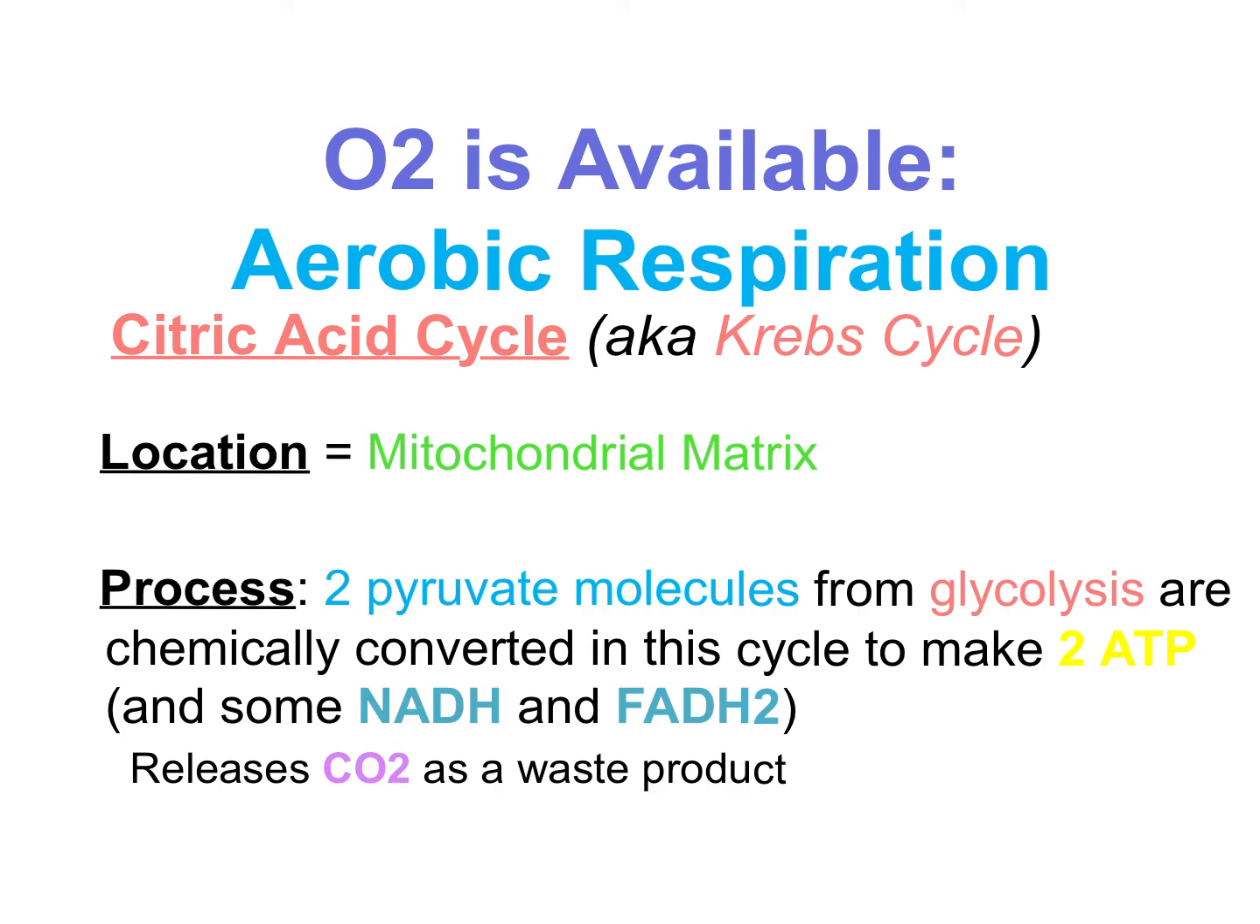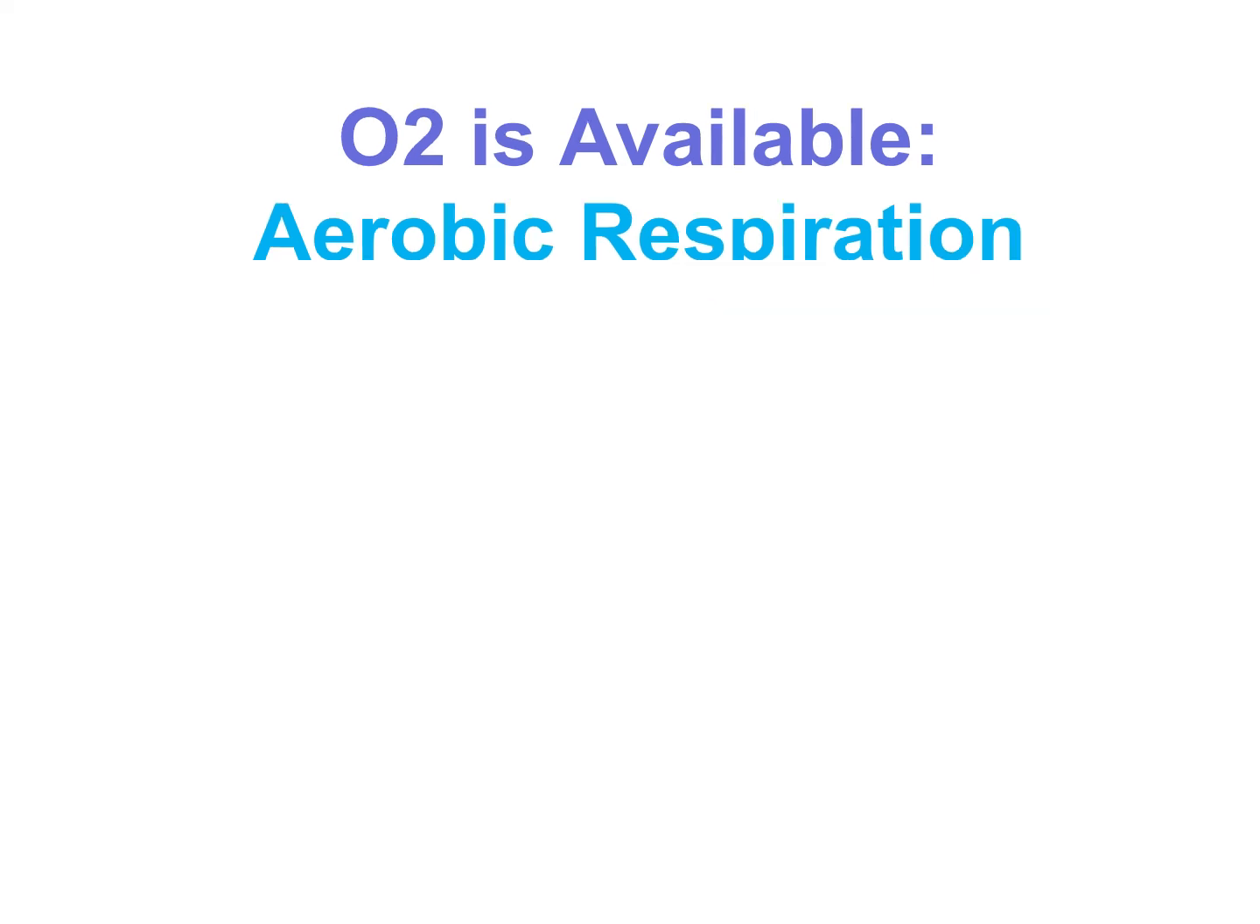So what's happening here in the citric acid cycle is that we are taking the 2 pyruvate molecules from glycolysis that we just made and are going to chemically convert them into 2 ATP and some NADH and FADH. But we want to keep track of that ATP total, right? We are adding 2 more. We are also going to be releasing carbon dioxide as a waste product. So, taking the 2 pyruvate that we got in the previous step, turning it into ATP, other energy molecules, and carbon dioxide. Aerobic respiration itself is a 2-step process.